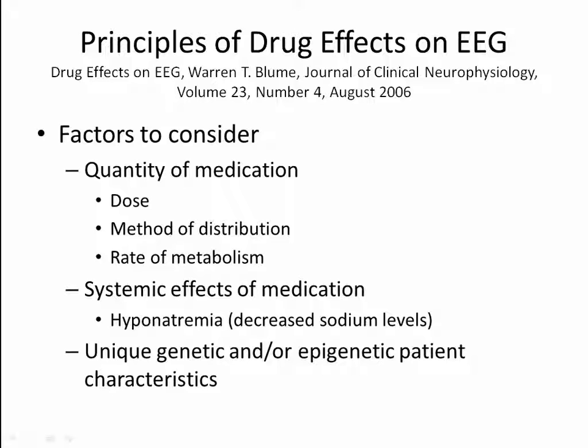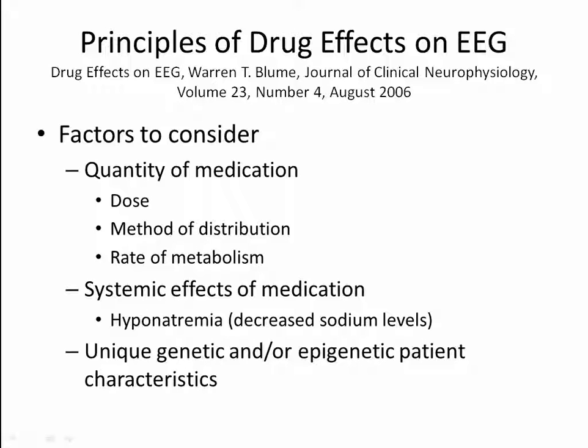So in Bloom's study, he talks about the factors to consider, of course, including the quantity of the medication, as I mentioned, the dosage, the method of distribution, the rate of metabolism. These can all affect the individual client's response to that medication. The systemic effects of medication, hyponatremia, for example, which is a decrease in sodium levels, can cause effects on the EEG that are not actually directly related to the medication, but are an additional effect that some medications have on the sodium levels. And of course, as I said, unique genetic and or epigenetic patient characteristics.